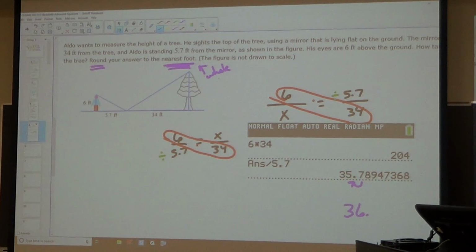No decimals, the nearest whole number. This tree is about 36 foot tall.